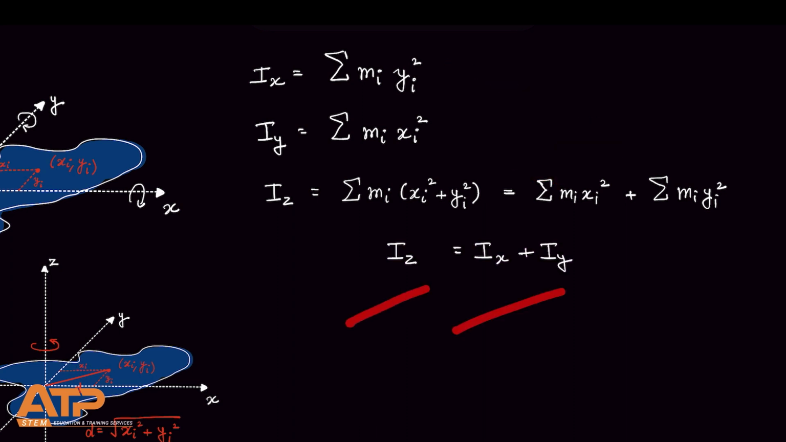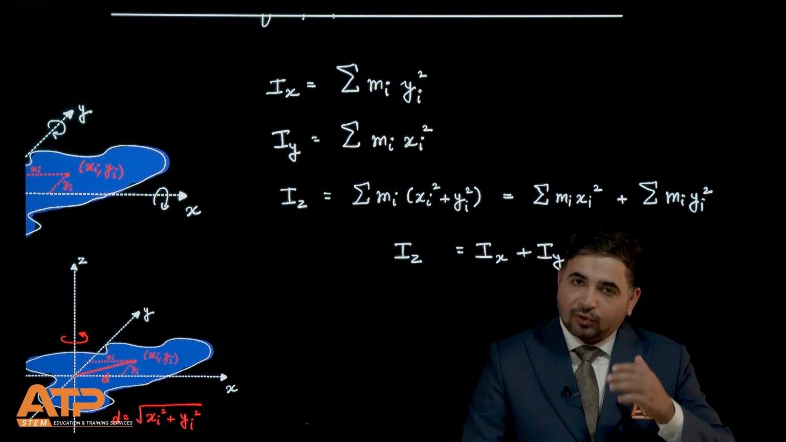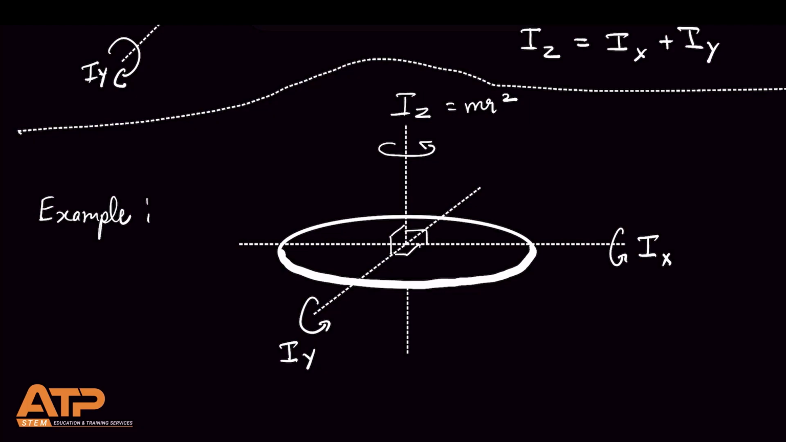Hence, Iz is equal to Ix plus Iy. This is the proof of perpendicular axis theorem. Now let's look at an example where we can apply perpendicular axis theorem.